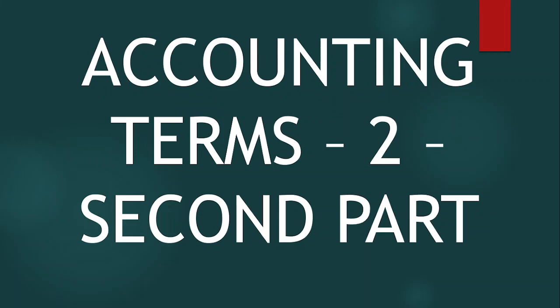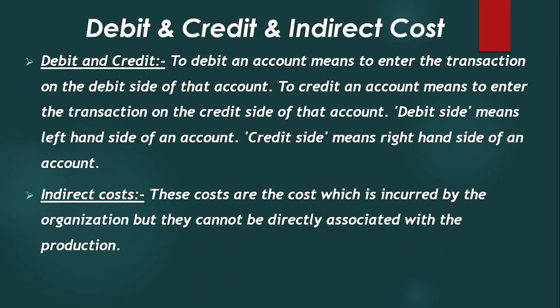Accounting terms 2, the second part. Debit and credit, and indirect cost. Debit and credit: to debit an account means to enter the transaction on the debit side of that account. To credit an account means to enter the transactions on the credit side of the account. Debit side means left hand side of an account. Credit side means right hand side of an account.